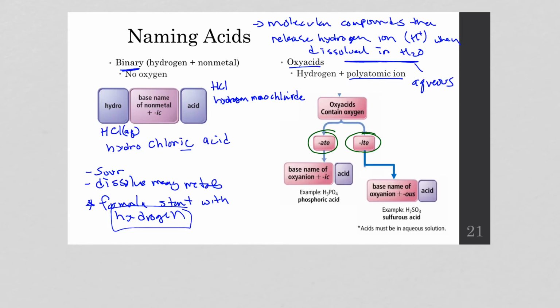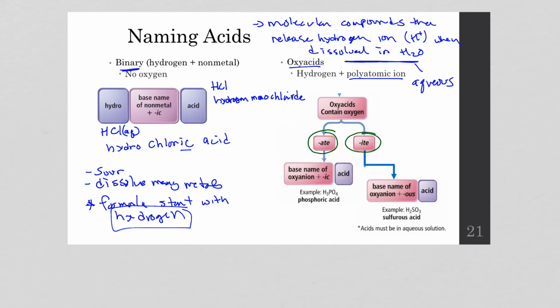So if the polyatomic ion, if the oxyion, ends in ATE, then the name of that will change to an IC. So the ATE will change into an IC. And then, of course, we end it with acid. If the ion ends in ITE, then the acid name will change to OUS, and have acid. So let's just look at a couple examples here.